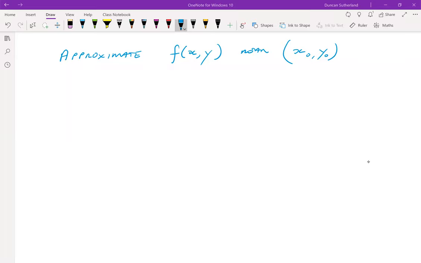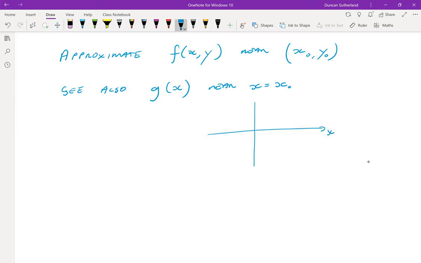I'd like now to talk about Taylor series approximations to functions. We can approximate a univariate function, say g of x near x equals x naught, by a series of polynomials. So we might have x, this is g, might look like this.